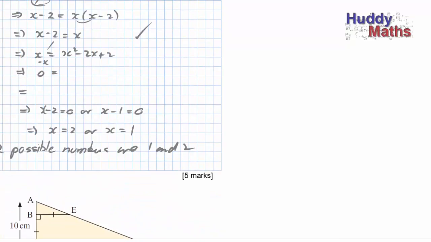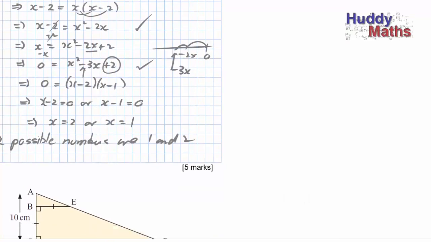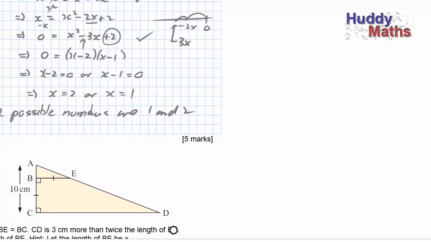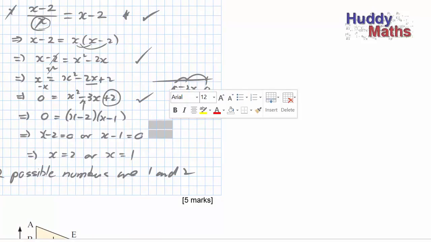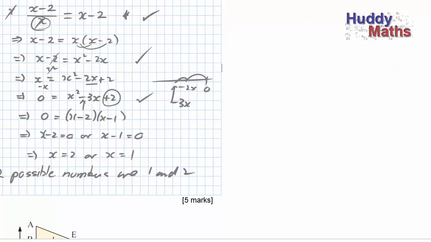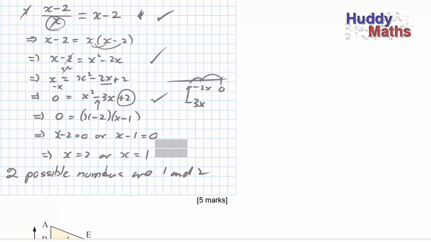Alright, so we're marking this at the moment, that went wrong. So we've got so far 3 marks, and then we'll have 1 for this and 1 for stating the answer. Okay, I don't know what's happening there. So 1 for stating the answer there.